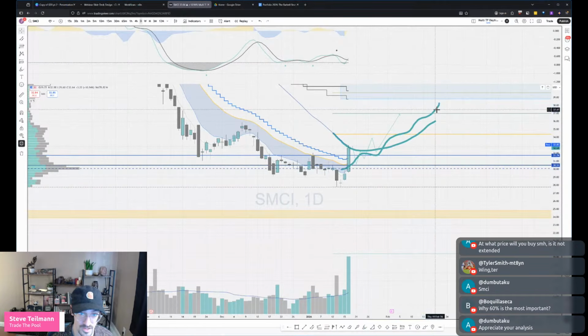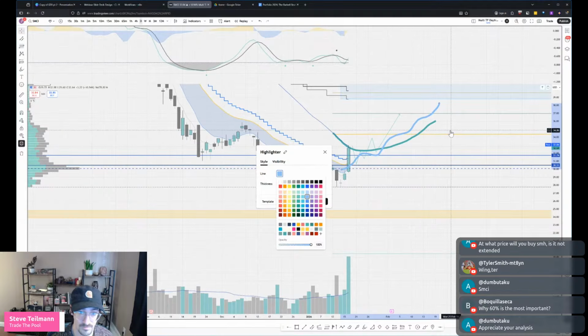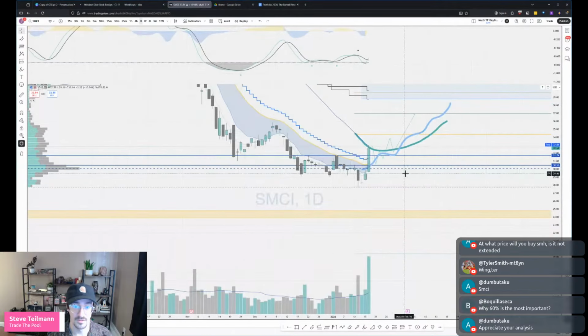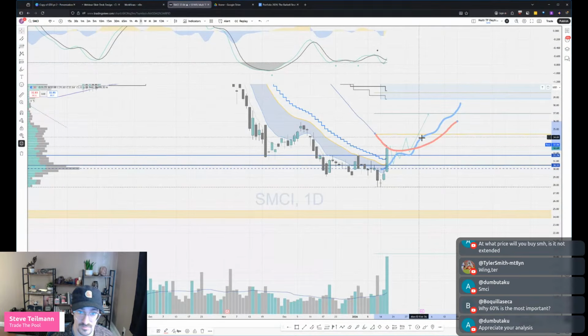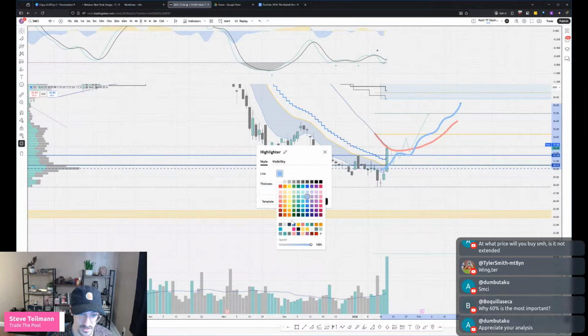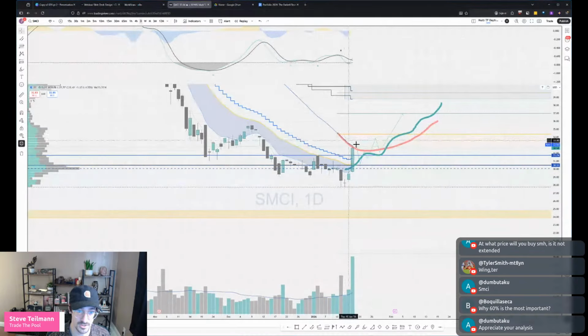I'll change the color on that. And I will actually, just to make this concept really clear, this is red. Red is bad. Red is resistance. This is green. Green is good. Green is support.